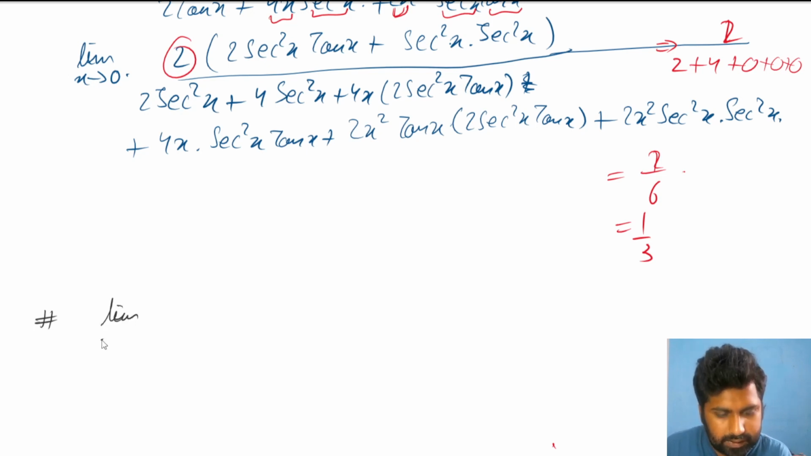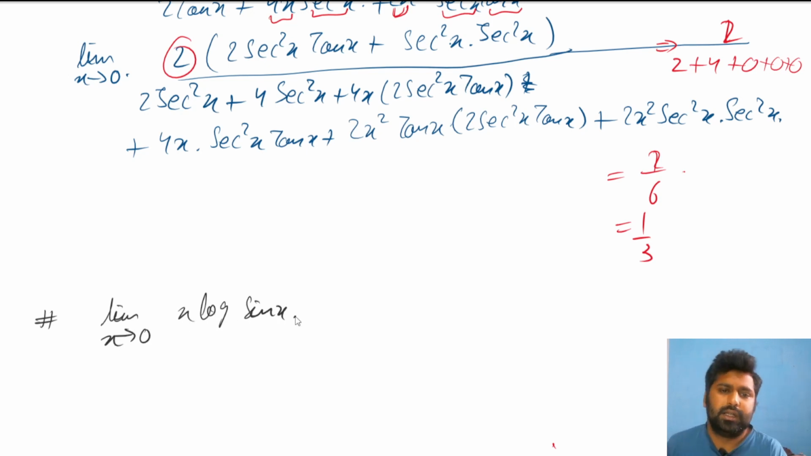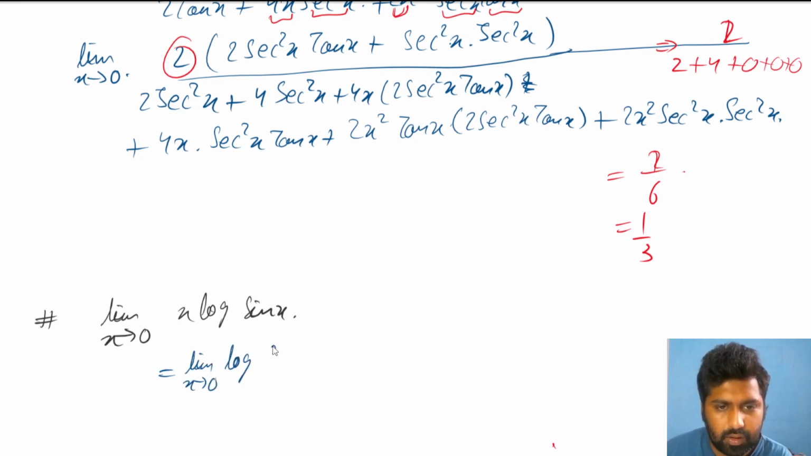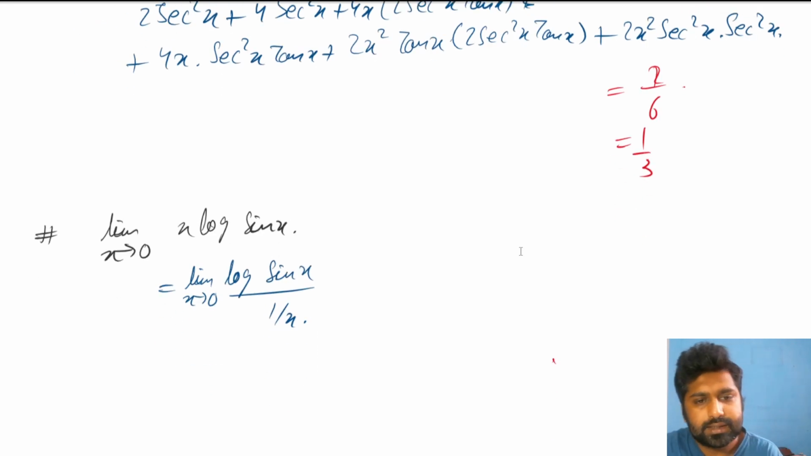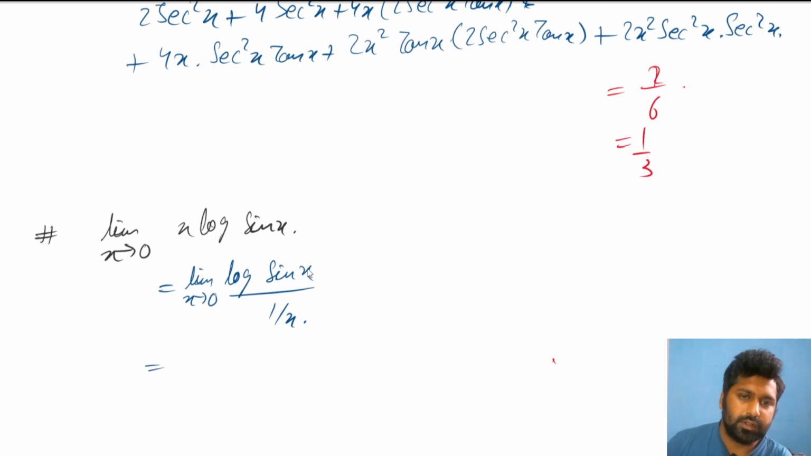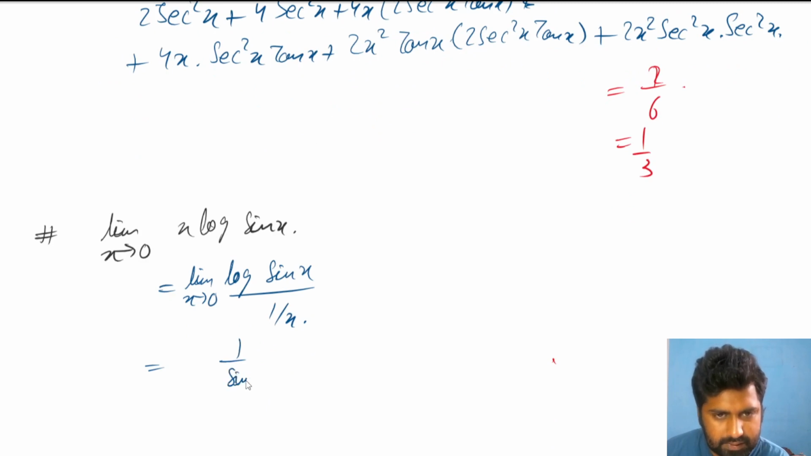Limit x tends to 0, log x log sine x. Now this is slightly problematic because you don't have a denominator. So I'll generate a denominator. How? I'll write this as limit x tends to 0 log sine x upon 1 by x. And now let's solve this. What is the differentiation of log sine x? Log sine x differentiation will be 1 by sine x.